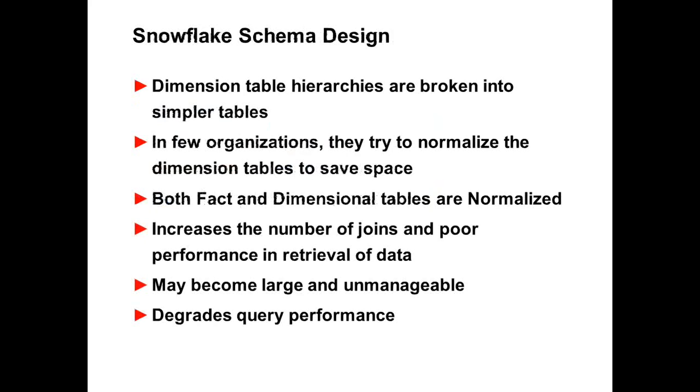So both fact and dimension are normalized. That is a kind of normalization process, whereas star schema is a denormalized process and Snowflake is a normalized one. Also, if you want to get the data out of those schemas, Snowflake increases the number of joins and gives poorer performance in retrieval of data.